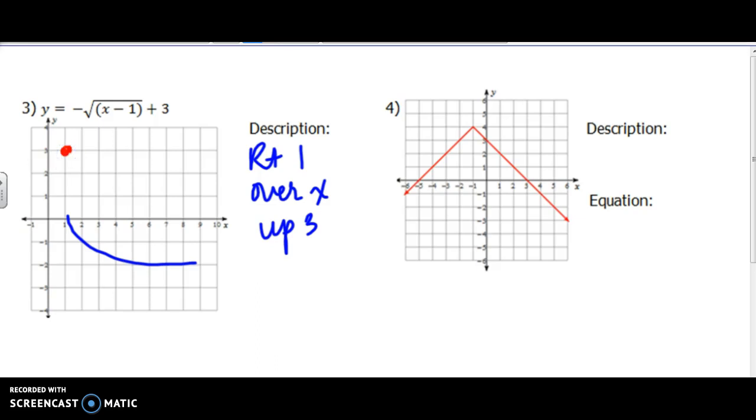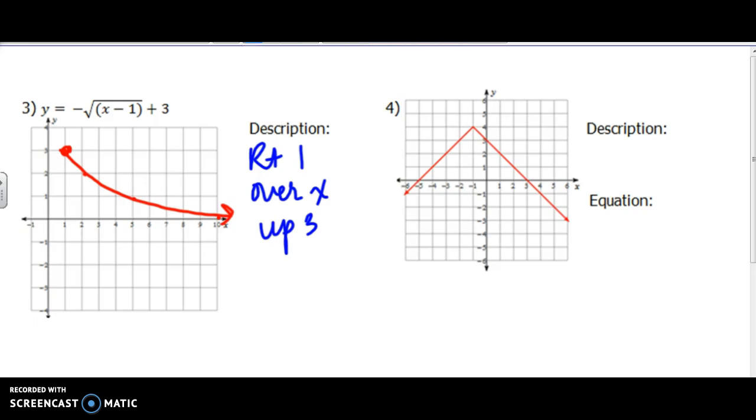2, sorry, 2. And then there's that point. Over 1, down 1, over 3, down 1, over 5, down 1. 1, 2, 3, 4, 5. So this red one is the one that we want to pay attention to. That one was just to help guide me.